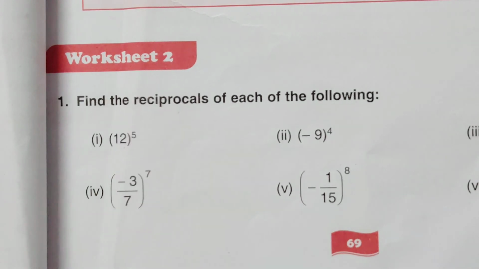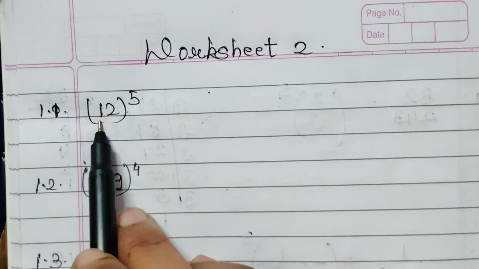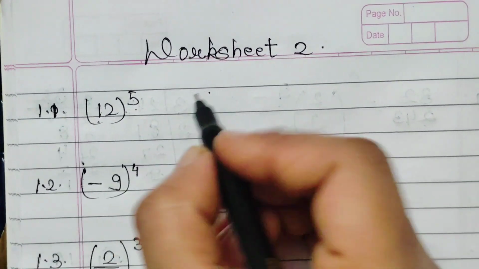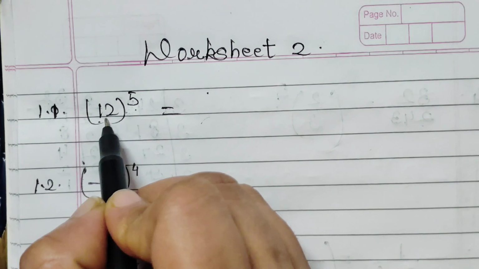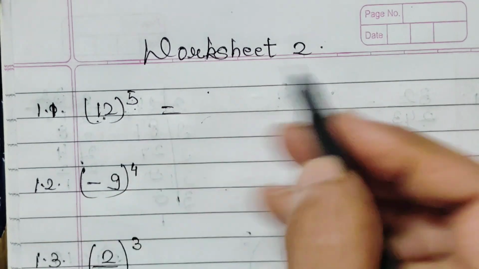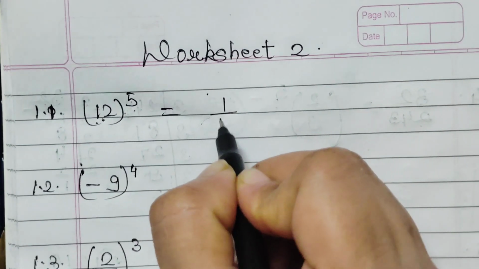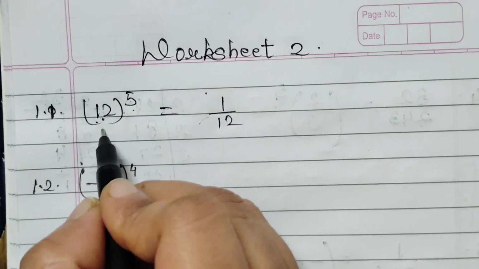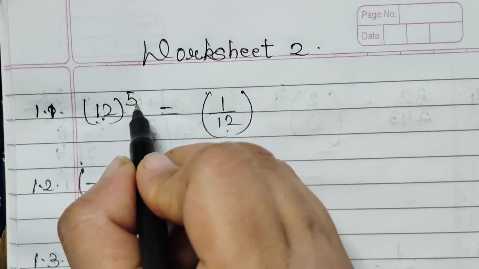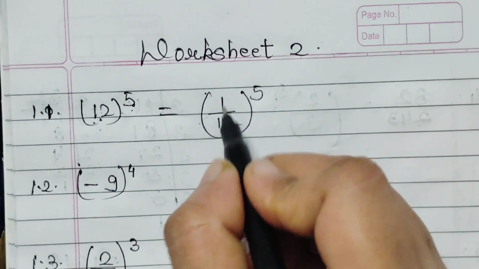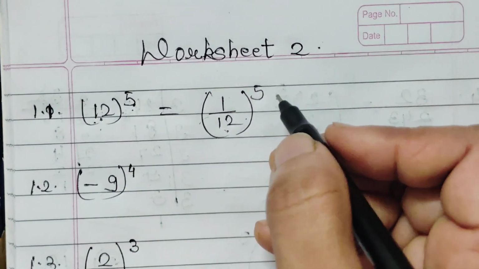Okay, so let's start. The first question is 12 raised to 5. First we are going to take the reciprocal of the base only. What is the reciprocal of 12? It is 1 upon 12. 12 means 12 upon 1, so the reciprocal will be 1 upon 12. And the exponent we are going to write the same. So 1 upon 12, the whole raised to 5.